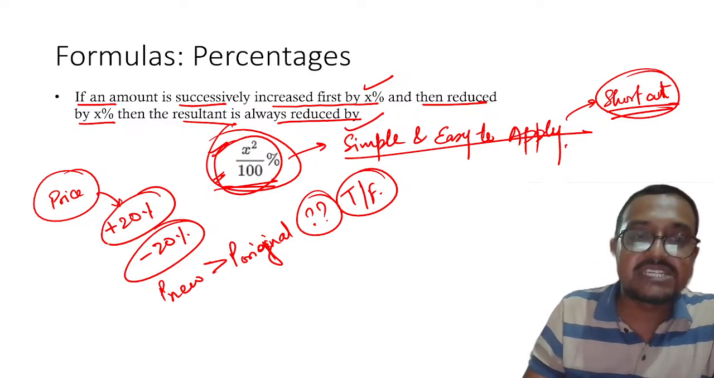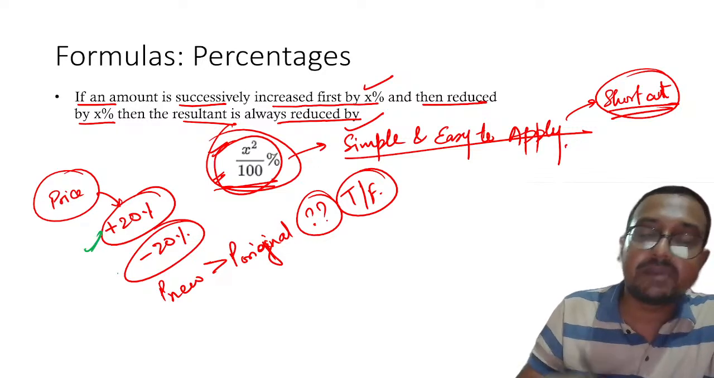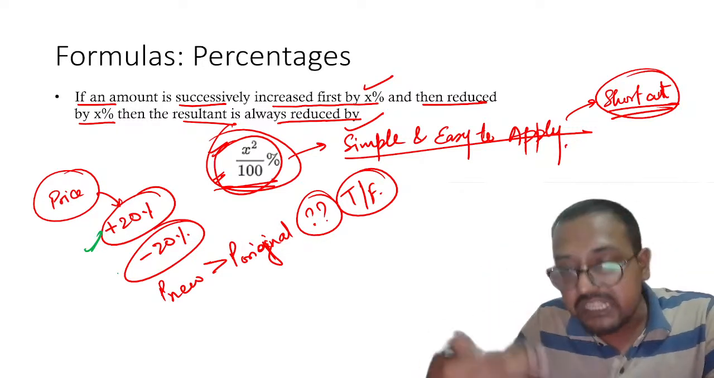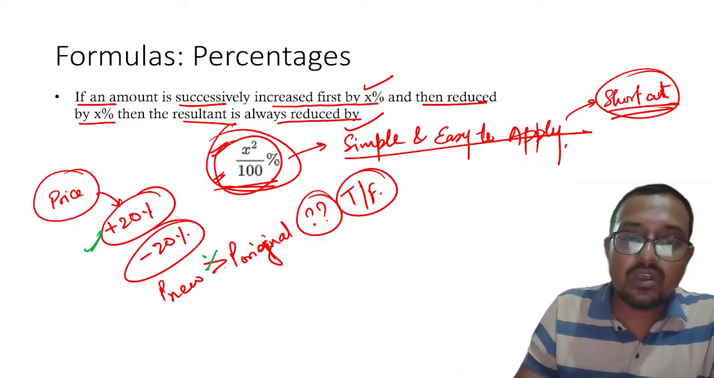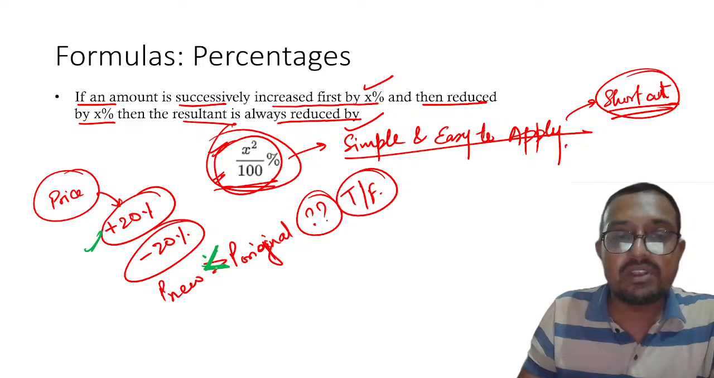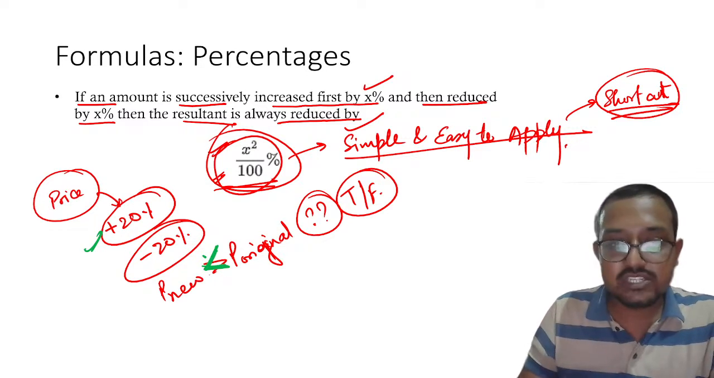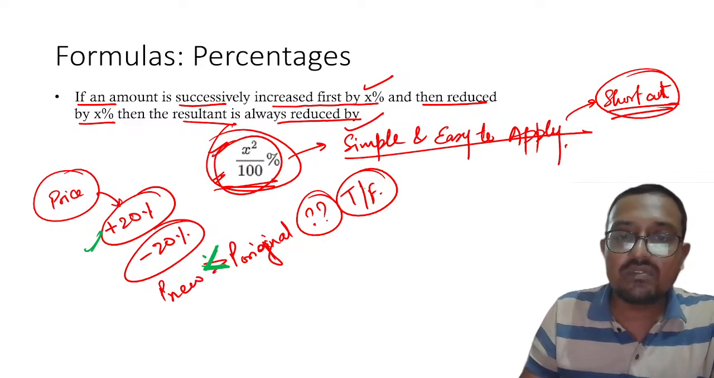My dear students, please remember, if you increase a number by the same percentage and then decrease the number by the same percentage, this statement will be wrong. The new number will always be less than the original number. Understood? The new number will always be less than the original.